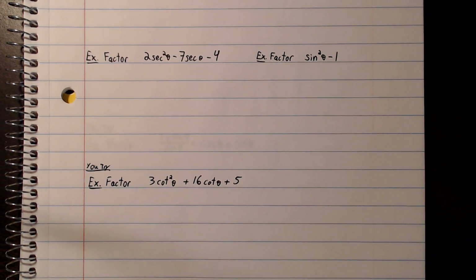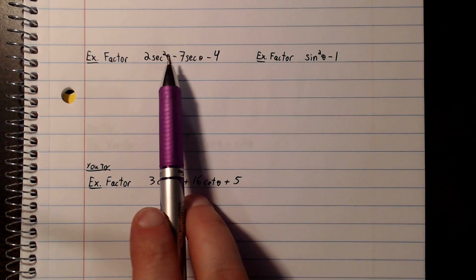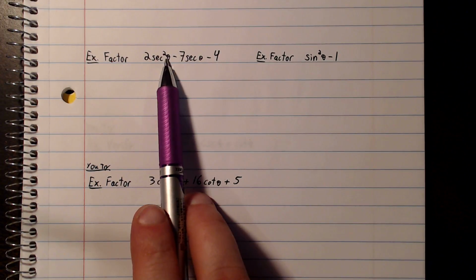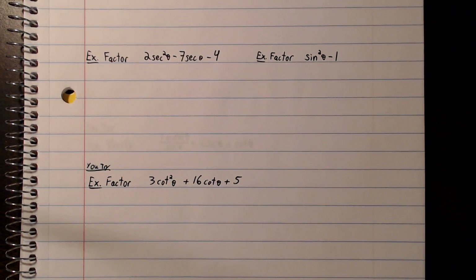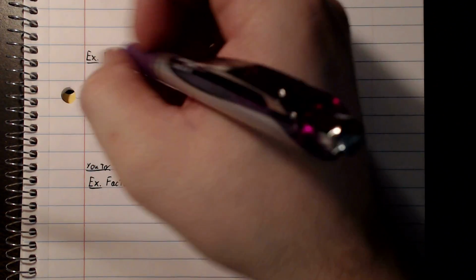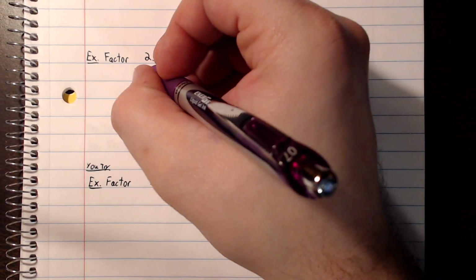Same idea. We're going to be factoring, but this time it looks kind of more like a quadratic. In fact, it is a quadratic, right? We have secant squared and secant, and then we have a constant. So why don't we just treat this like something that we've worked with before. And we'll just substitute x in.